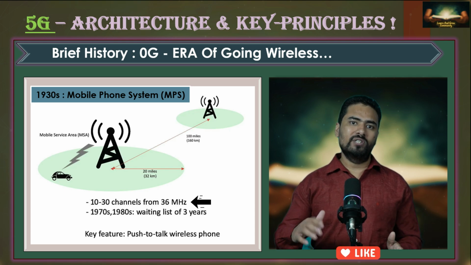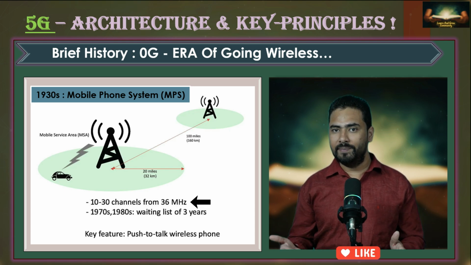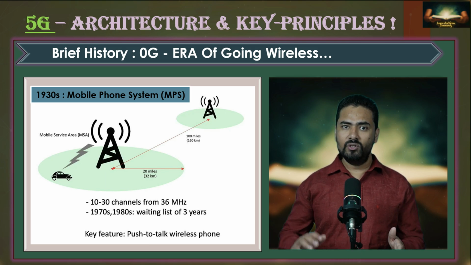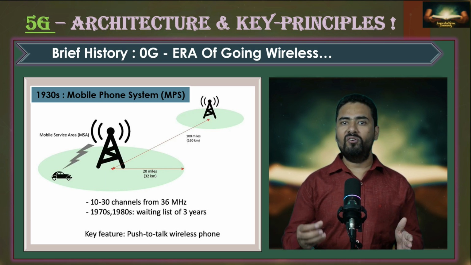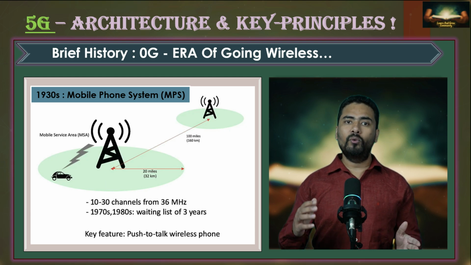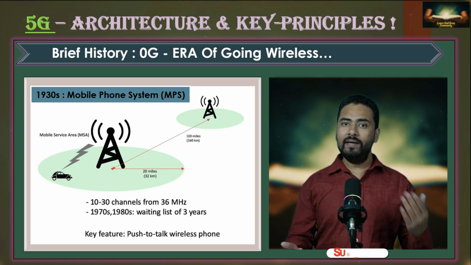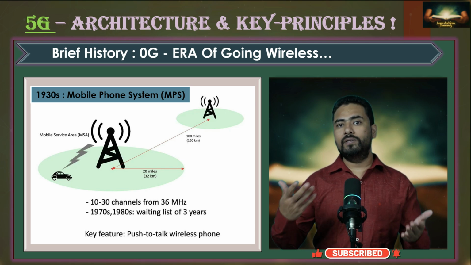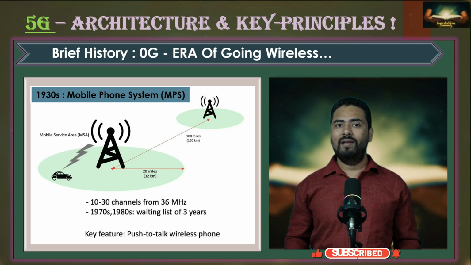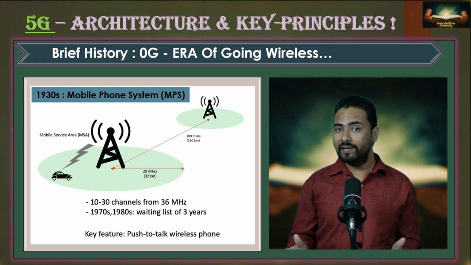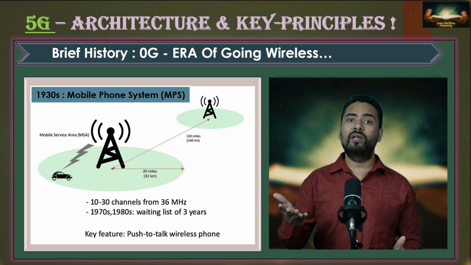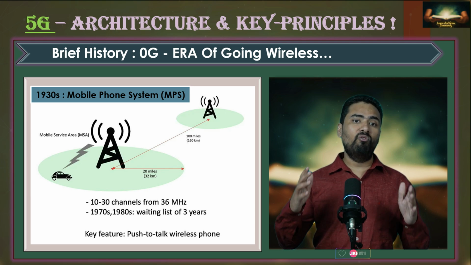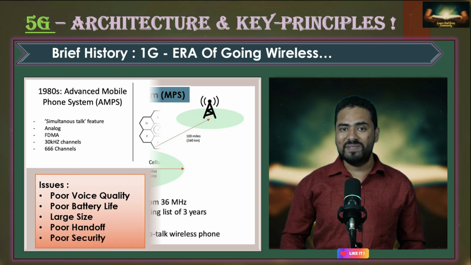Those communications started from the 36 MHz band, and it hardly had 10 to 30 channels only, meaning those systems could only accommodate very few users. During the 1970s and early 80s, the demand increased and users had to wait for their turn to get mobile services. Surprisingly, that waiting list reached up to 3 years of waiting period. That shows the demand, and why we needed advanced wireless telecommunication systems.